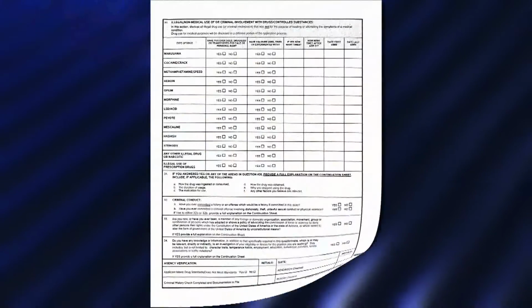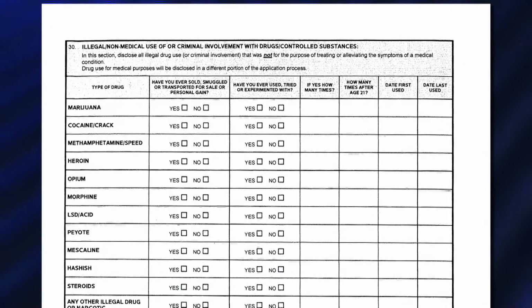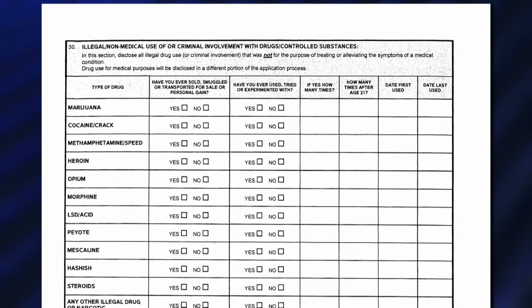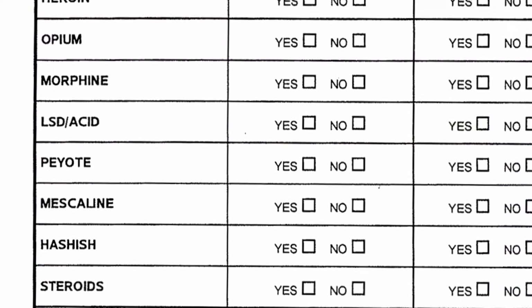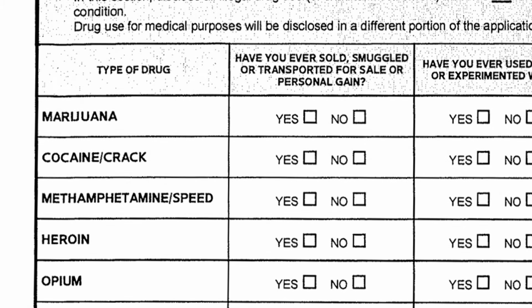This section of the video addresses page 7 of 10 of the Personal History Statement, also known as the background packet. Section 30 addresses the drug section. It is important that you know that full disclosure is required for any illegal drug use. If you follow along with Section 30, you will notice several drugs that are listed. Marijuana is at the top of the list.